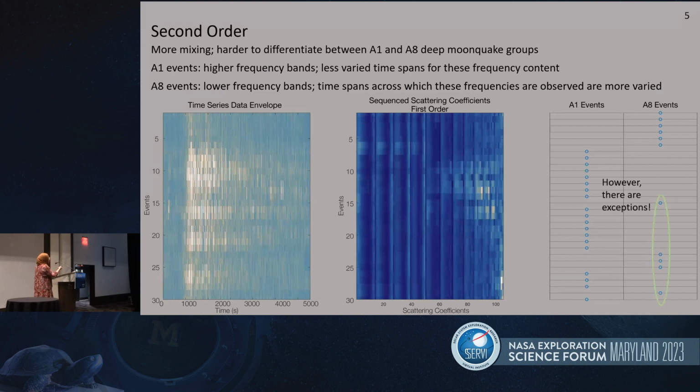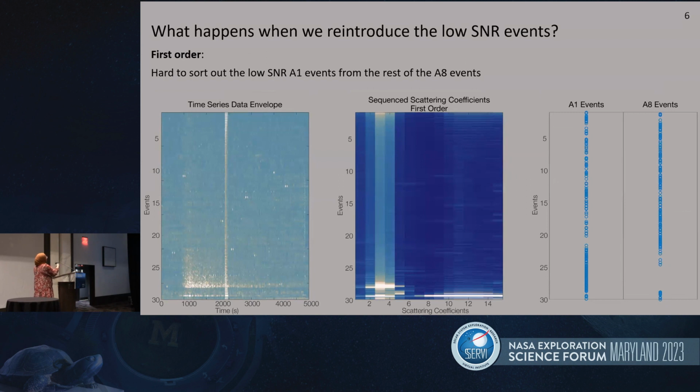However, there are some exceptions, and that is surprising because these are the highest signal to noise ratio events that we have for both the A1 and the A8 events, and they are not really neatly separated out into two groups. What happens when we reintroduce the low signal to noise ratio events, just to see?